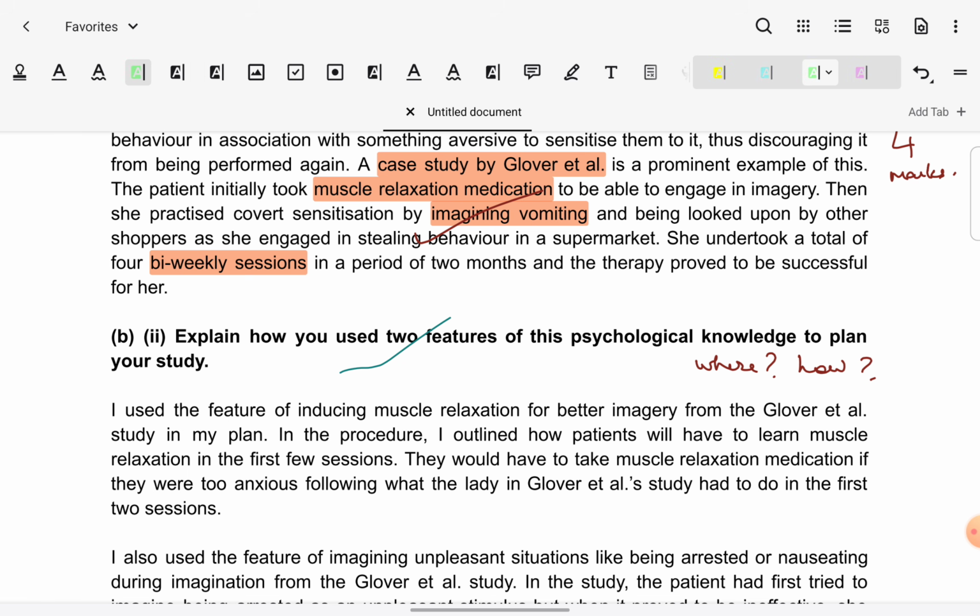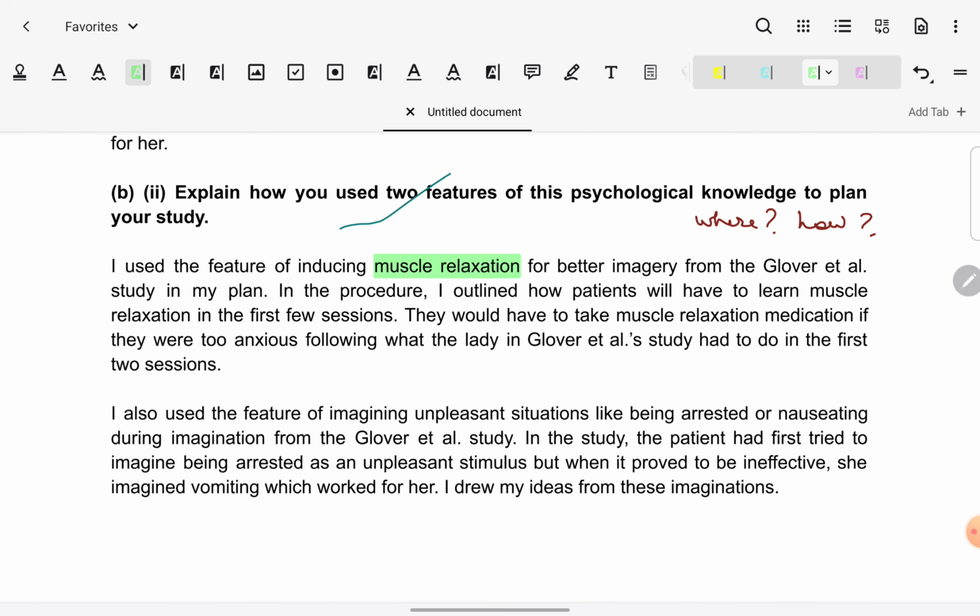So here what you have to do is mention, for example, I have included muscle relaxation in my plan. Where in my plan? In the first few sessions of the procedure. So where? Exactly where I have mentioned. How? If they were too anxious, they would have to take medication like the patient took in Glover's study. I have mentioned that. If they're not very anxious, they could just learn the PMR technique. I have mentioned that. So where and how is this feature in my plan? I have mentioned that. Then I've taken one more feature.